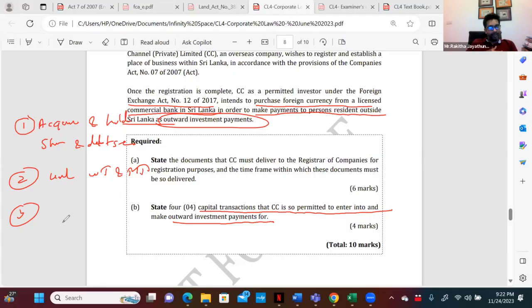Apart from that, you can go and start a branch, a liaison office, a marketing agency. You call it a permanent establishment for tax purposes, you would have learned it. P is permanent establishment. So you can start a branch, liaison office, marketing agency. You can do a project, some kind of similar office, an overseas office in a foreign country. For such purposes, you can remit money outside Sri Lanka. You call it outward investment payments. Best thing is to memorize that, right? So with that, we conclude section 2.